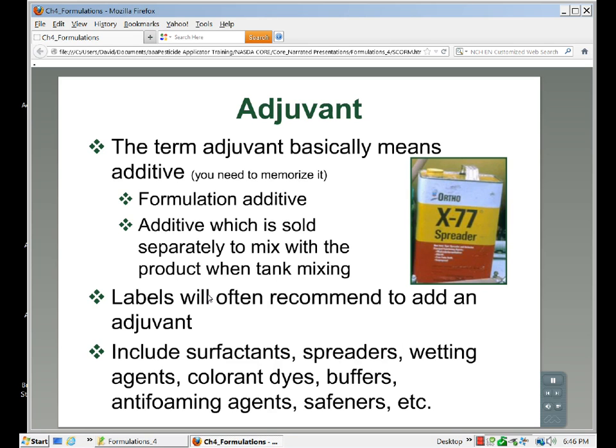Common adjuvants that are recommended by some labels for tank mixing are surfactants, spreaders, or wetting agents that assist with effectiveness. Colorants or dyes may be used to help ensure application coverage, or they may be used for safety reasons. Buffers are mixed with the spray mix water prior to adding products that are highly sensitive to pH, the acidity or alkalinity of the water used in the spray mix. Anti-foaming agents and safeners may be used to improve the compatibility of the spray mixture.